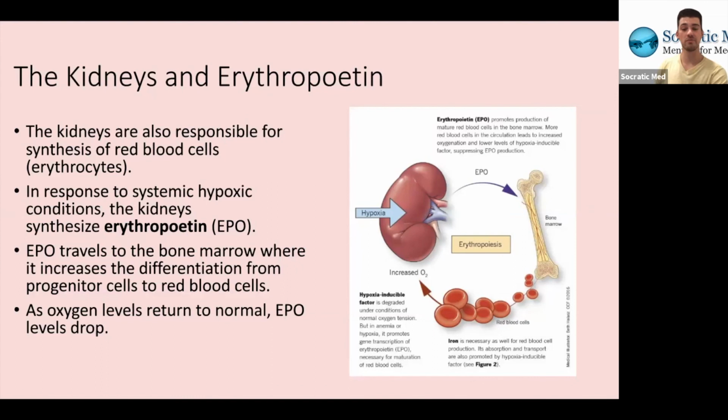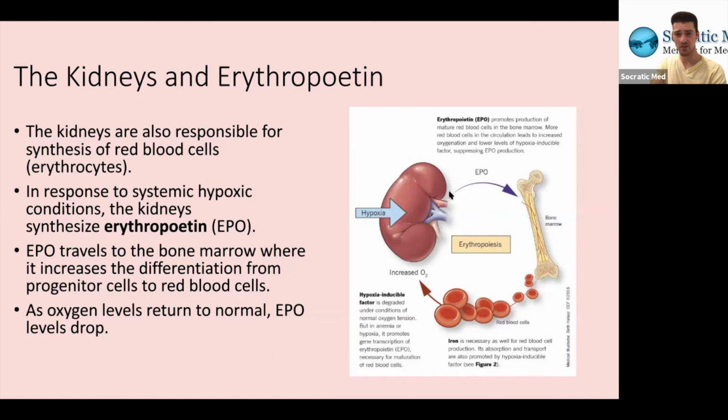So EPO travels to the bone marrow, where, if you remember, is the site of blood cell production, both red and white. It increases the differentiation from progenitor cells, those cells that are coming from stem cells to differentiate. And it basically just directs them to become red blood cells. So as oxygen levels return to normal, EPO levels drop. So it's a pretty good example of a negative feedback loop, and it's a pretty easy one to understand. So oxygen levels go down, erythropoietin levels go up. When erythropoietin levels go up, oxygen levels go up, erythropoietin levels go back down. And it's just like that.